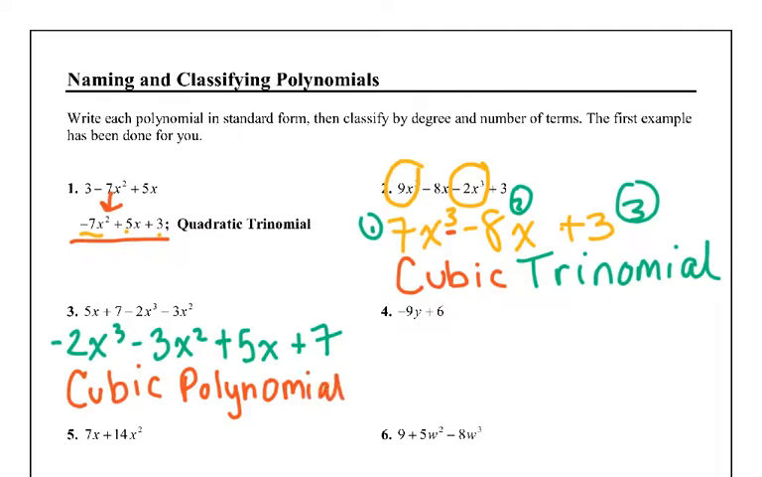All right. Looking at number 4, it's already written in standard form. The y is raised to the first degree, which tells me it's linear. And then there's only 2 terms, so it's a binomial.